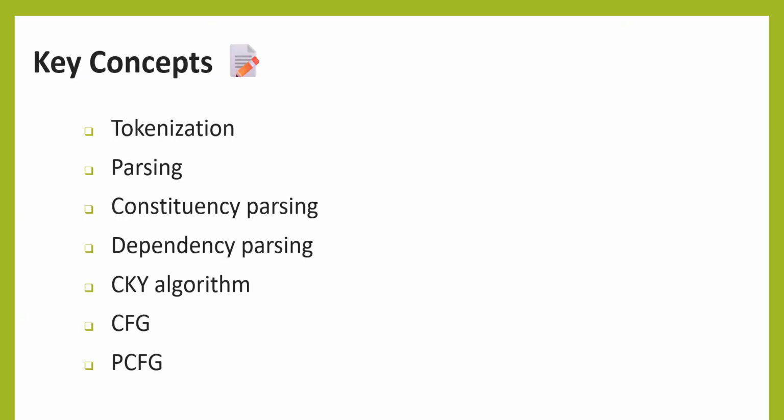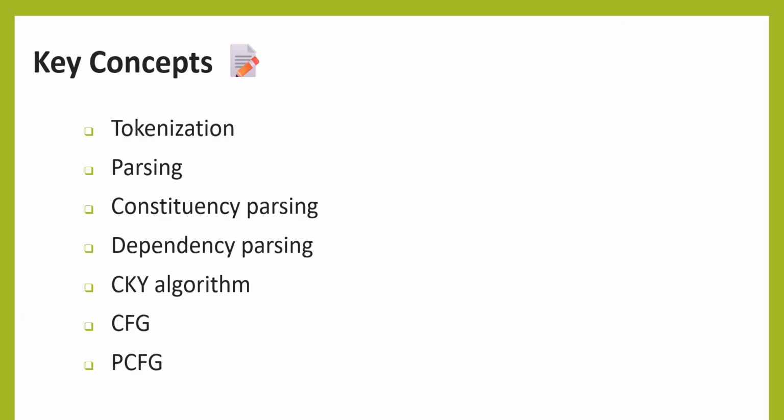Next comes the key concepts which are discussed till date. Tokenization means breaking down text into individual words or tokens. Parsing means analyzing the grammatical structure of the sentence. Constituency parsing means breaking down the sentence into its constituent parts. Dependency parsing means analyzing the grammatical dependencies between the words. The CKY algorithm is a parsing algorithm for constituency parsing.